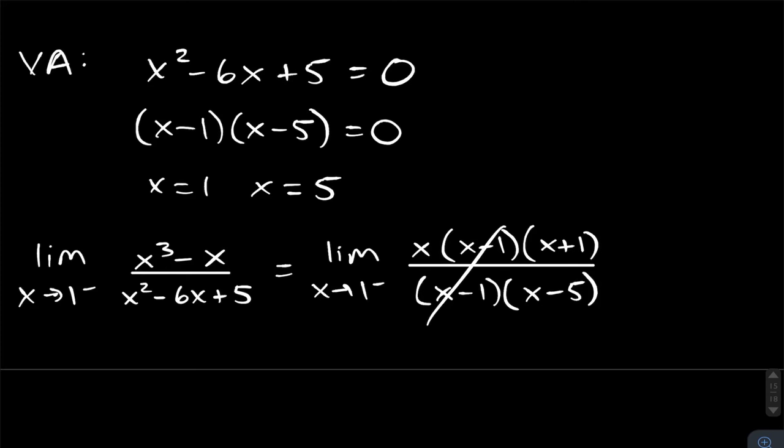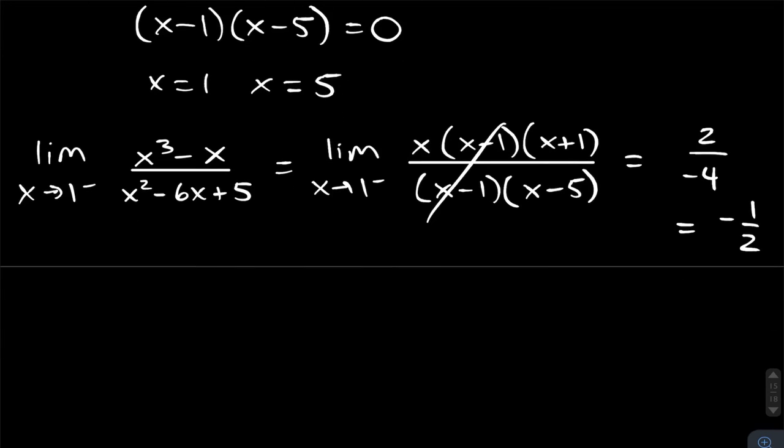Now we see the x minus 1s cancel off. And so for this limit, we can now plug in 1, because we've gotten rid of that 0 in the denominator. Let's do that. We get a 1 here that'll be multiplied by 2 when we plug in 1. So we get a 2 over, this is going to be a negative 4 when we plug in 1. And so that is going to be negative 1 half. That'll be the same thing when we do the limit as x approaches 1 from the positive side. It makes no difference.